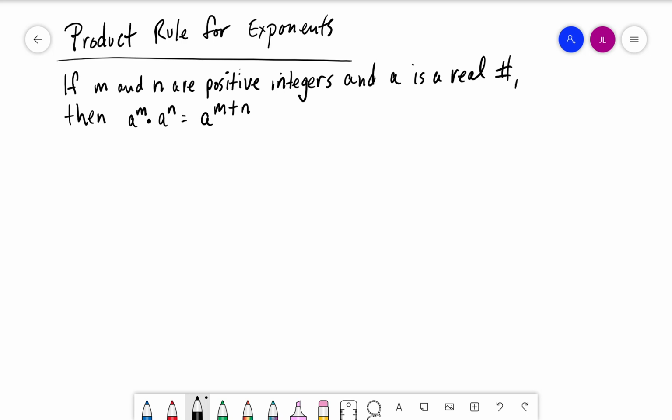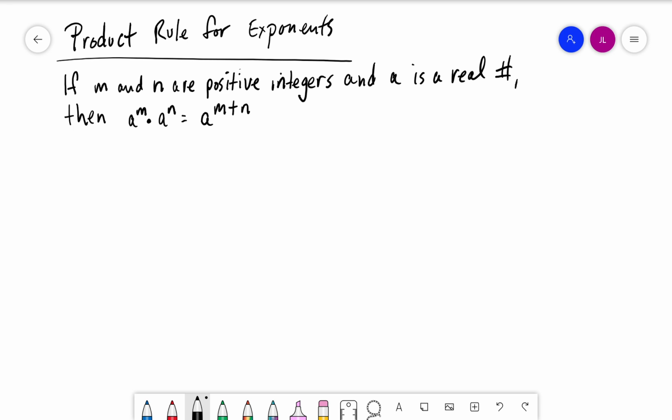So we're looking at the product rule for exponents in this video, and I've written down exactly what the product rule states. It says if m and n are positive integers, and a is a real number, then a to the m power times a to the n power is equal to a to the m plus n power. Now, what does this mean exactly? Well, let's think about it.